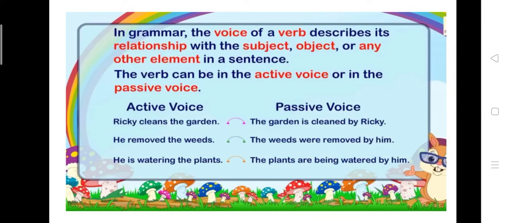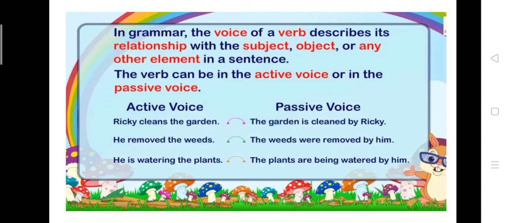Look at the examples given over here. First sentence is Ricky cleans the garden, and just next to it the similar kind of sentence is written. Let's see what is the difference. The garden is cleaned by Ricky. Both the sentences are having the same meaning, right? In the first one Ricky जो है garden clean करता है. In the other sentence garden clean होता है Ricky के द्वारा. Only the way of writing is different. And what is the difference?